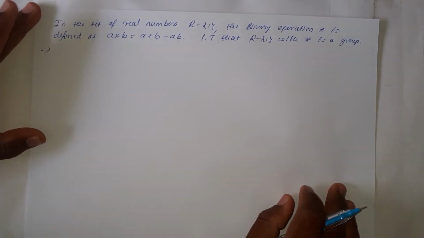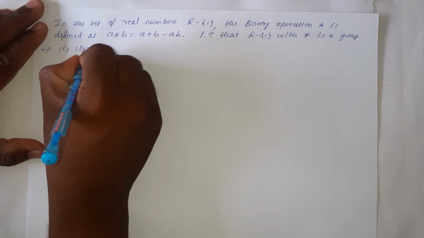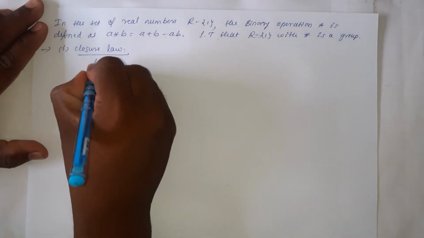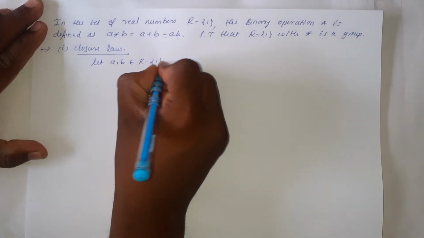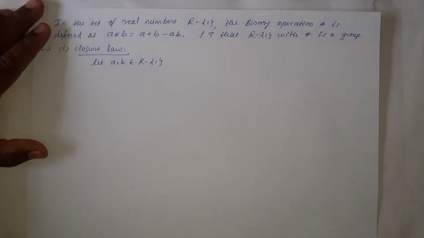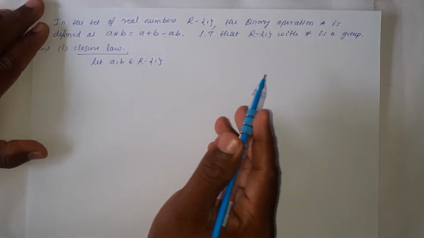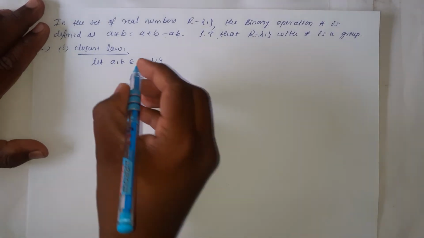Now, let us prove this example. The first one is closure law. Let A, B belong to R minus 1. So, here A and B are the 2 elements of the set R minus 1 which are not equal to 1, because in this set there is no 1, means these 2 elements are not equal to 1.